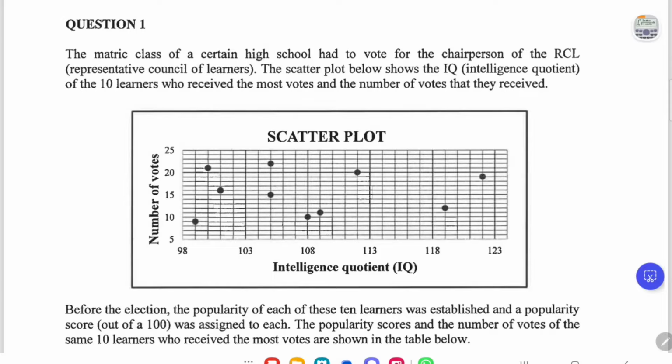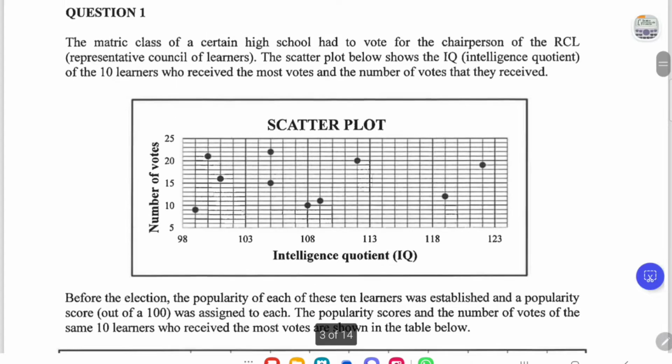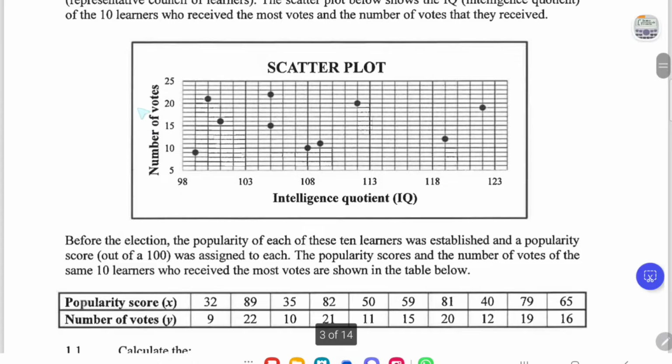So, question 1 says, the matric class of a certain high school had to vote for the chairperson of the RCL, Representative Council of Learners. The scatter plot below shows the IQ, the intelligence coefficient, of the 10 learners who received the most votes and the number of votes that they received. Okay, so they've already given us a scatter plot, and as you can see, this is the number of votes, and that's the intelligence coefficient.